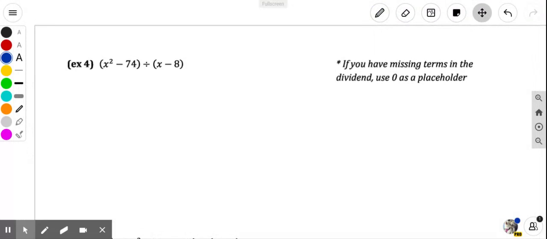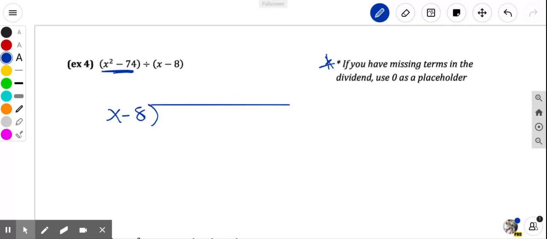This one, I put a little note here that says, if you have missing terms in your dividend, use 0 as a placeholder. So what we mean by missing terms, see how this is our dividend. Well, first let's get it set up. X minus 8 is our divisor. X squared minus 74 is our dividend. So see how it goes from x squared to negative 74? We need an x term in between. So that's what we mean by missing a term.